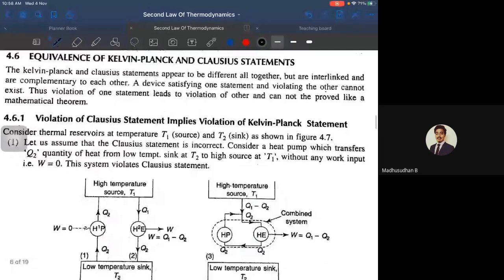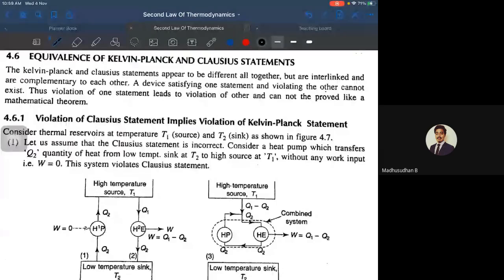Okay, so you have learned what is the Kelvin-Planck statement. You have learned what is the Clausius statement. But these two statements are pretty much similar. That means equivalence, in the sense that what Kelvin-Planck says, Clausius states in a different manner. So you have to prove the equivalence between the Kelvin-Planck and Clausius statements. So how do you prove it?